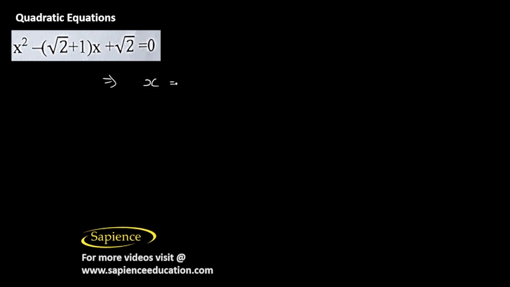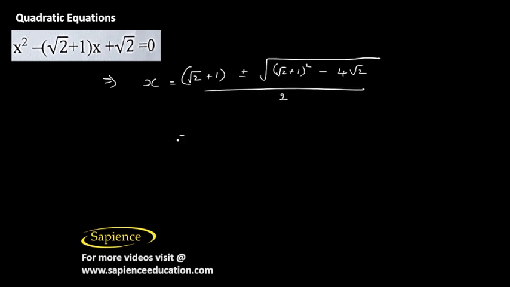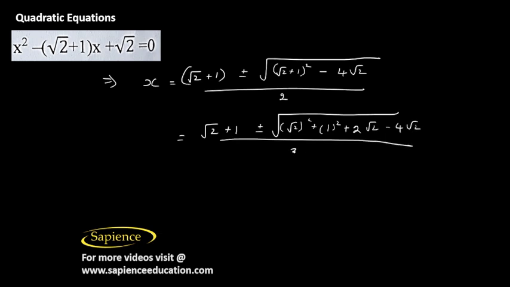Let's apply the quadratic formula directly. X is equal to minus b. Again, minus of minus will become plus. So root 2 plus 1 plus or minus square root of b square. So root 2 plus 1 whole square minus 4ac. So 4 root 2 by 2. This is equal to root 2 plus 1 plus or minus square root of root 2 square plus 1 square plus 2 root 2 minus 4 root 2 divided by 2.